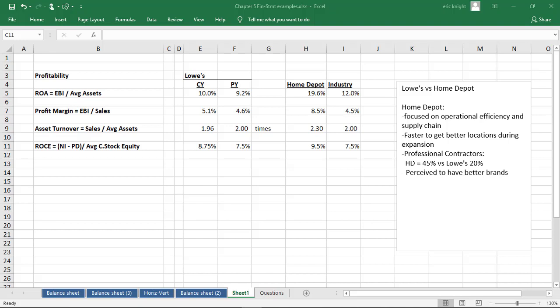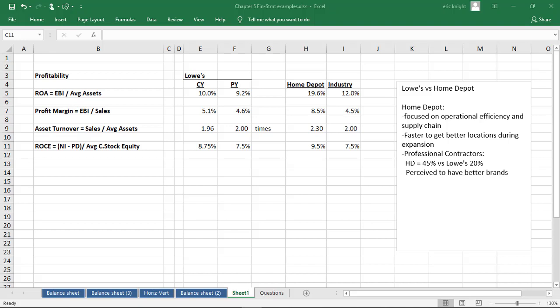So the formula just says to take your net income and then take out any preferred dividends, right? Because preferred dividends go to preferred stockholders, and we're looking at common stockholders. So take out preferred dividends and then divide that by the equity and see what kind of return you have on that equity. So we see Lowe's is improving. They're trending up over 2 years, 7.5% to 8.75%.